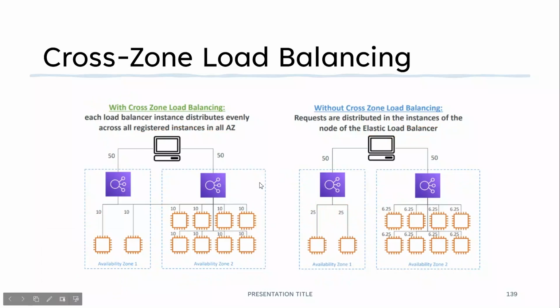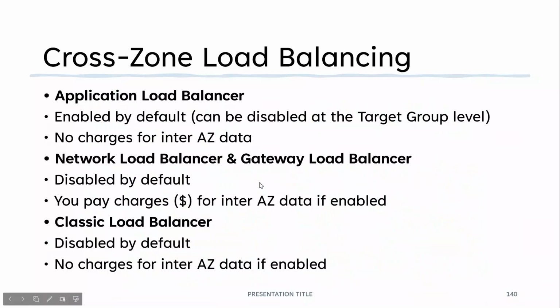Okay. Now let's talk about some other features of cross zone load balancing. One of the features in application load balancer is that it is enabled by default. So when you create an application load balancer, cross zone load balancing is enabled by default and can be disabled at the target group level. If you go to attributes of target groups, you can disable cross zone load balancing.